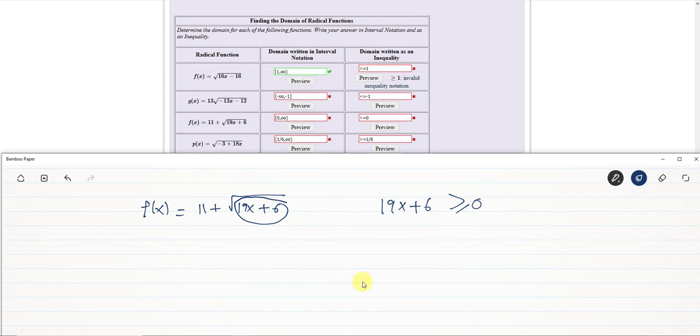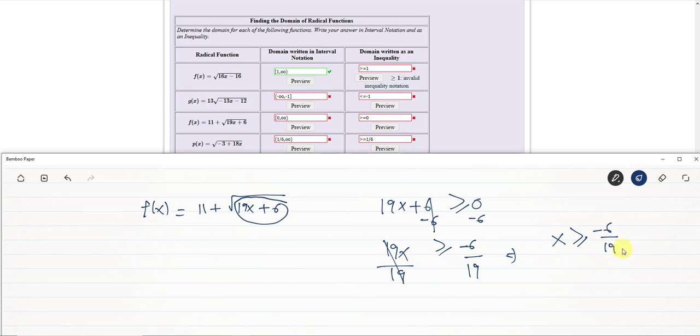That is the requirement. Now to solve for x, you subtract 6 on both sides. So you get 19x is bigger than or equal to negative 6. Now to solve for x, I divide by 19 on both sides. Because I am dividing by a positive value, I do not reverse the direction of the inequality. And therefore, I get x bigger than or equal to negative 6 over 19. So x are all the values that are bigger than or equal to this value.